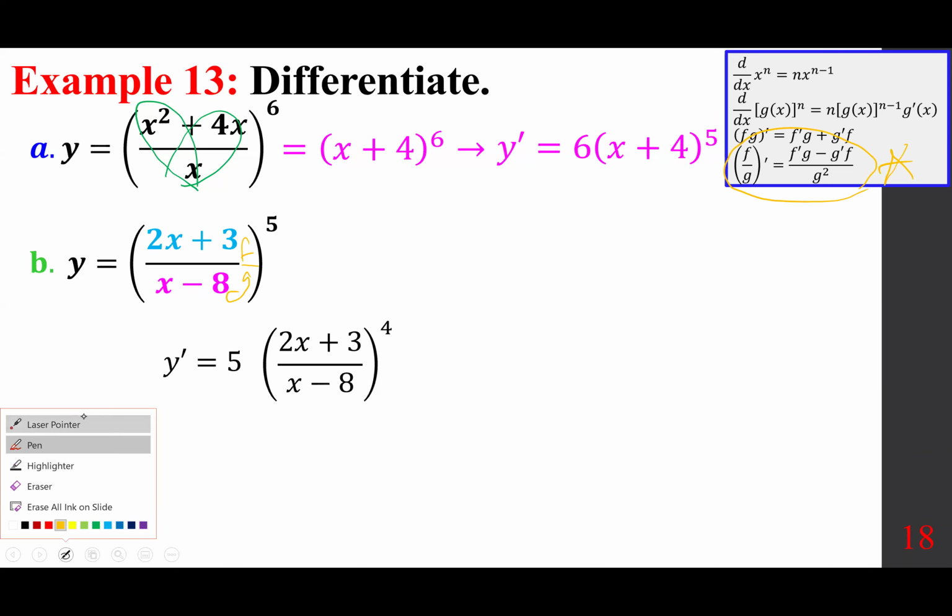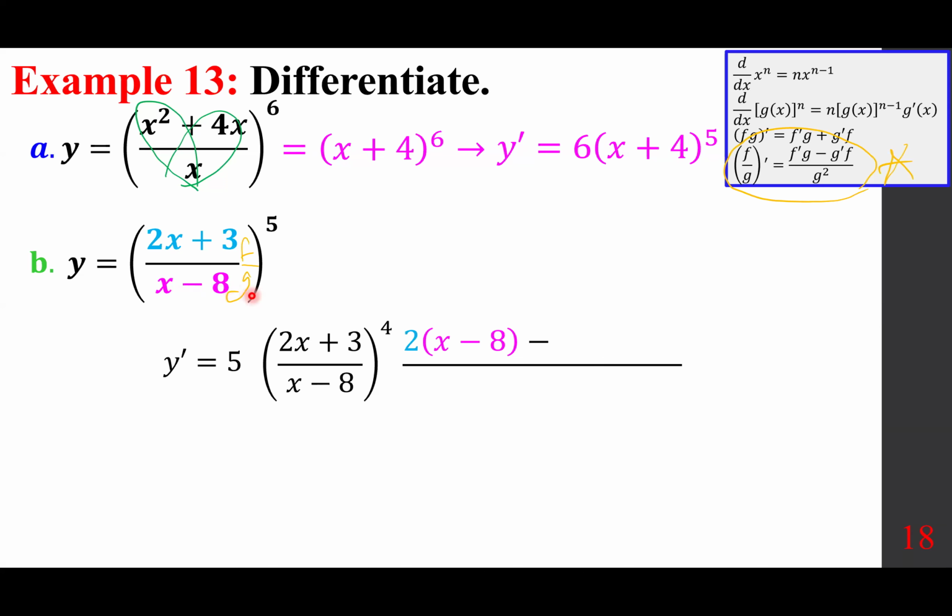Using the quotient rule, f prime g minus g prime f over g squared. So f prime, that would be 2 times x minus 8. G prime would be 1 times 2x plus 3, so minus 1 times 2x plus 3. And just write it here and square it. So practically you're done. As far as calculus is concerned, you're done. And now you're going to do algebra.